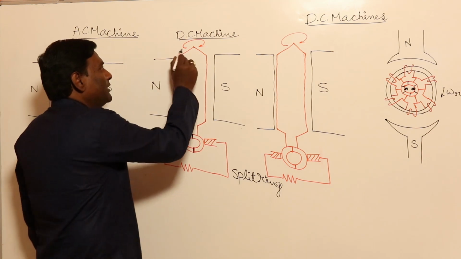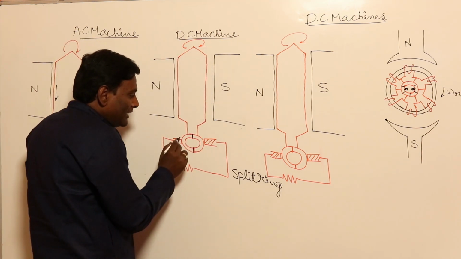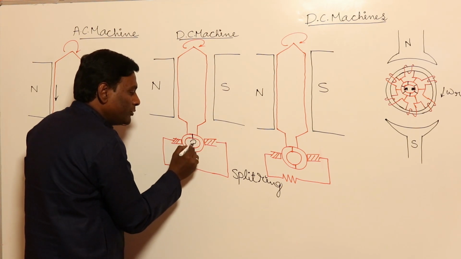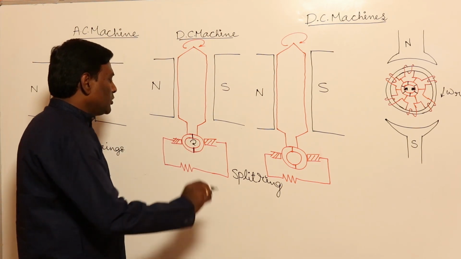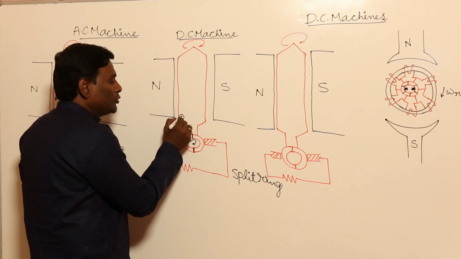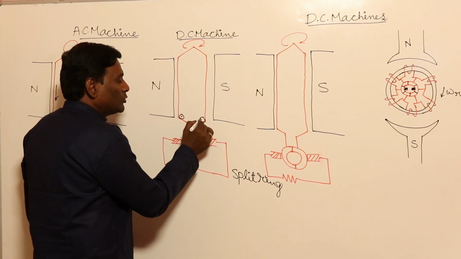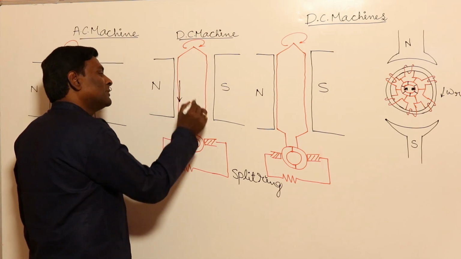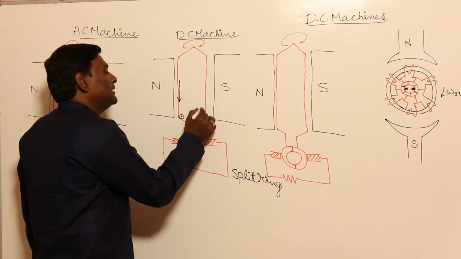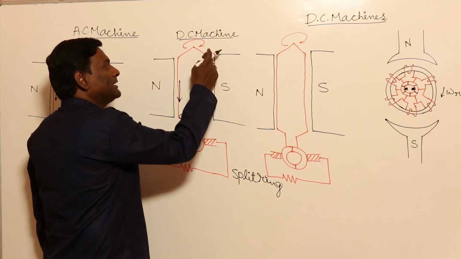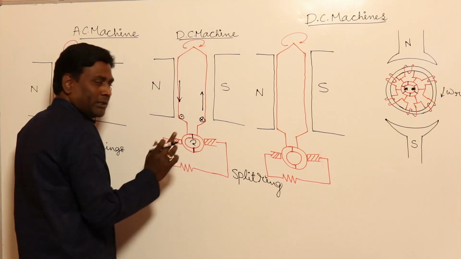If it is rotating, because it is on the same shaft, the split ring also will rotate. Suppose you are sitting on this conductor. As of now, dot is the induced voltage here and cross is the induced voltage here. This means my induced voltage is in this direction and in this direction, such that the induced voltage in this direction plus this direction is going to be 2 times.